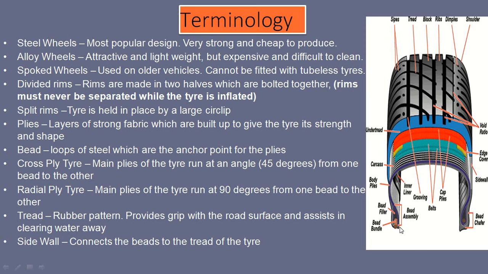Bead. So this figure shows the bead bundle. Bead is nothing but the loops of steel which are the anchor point of the plies. In a cross ply tire, the main plies of the tire run at an angle of 45 degrees from one bead to the other bead. Now in radial ply tires, the main plies of the tire run at 90 degrees from one bead to the other.